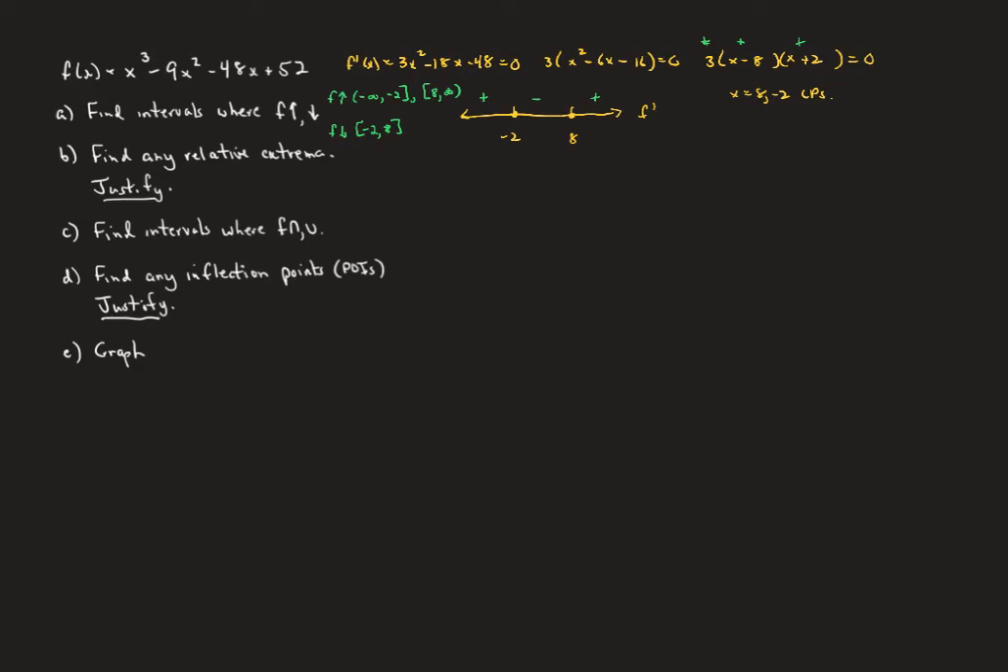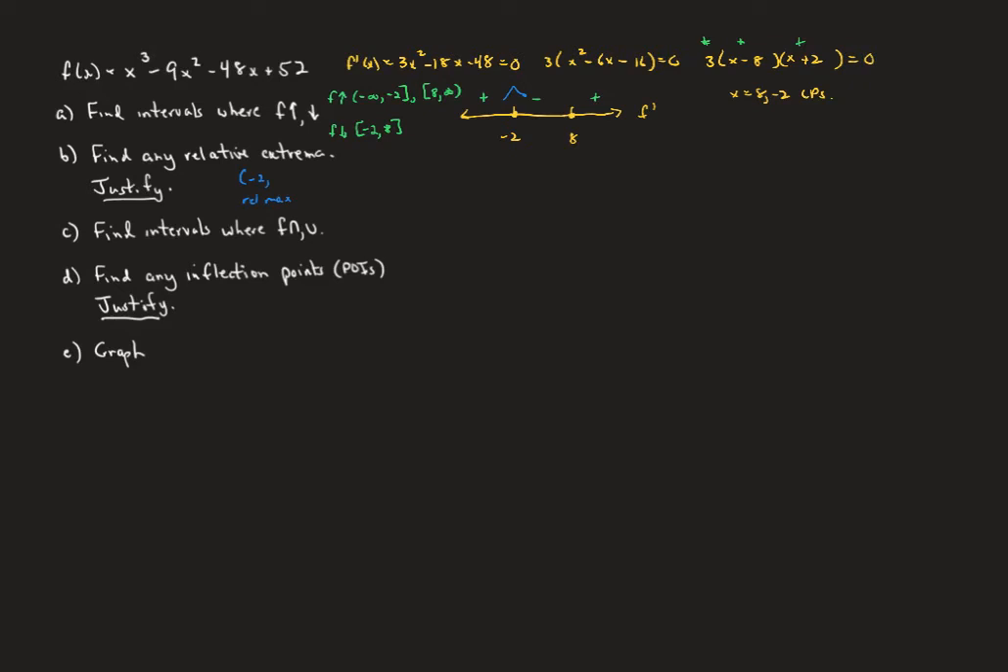Now, we will have relative extrema. We can see that at negative 2, the function goes from increasing to decreasing. So that's going to make negative 2 a relative maximum, and I need to find the y-coordinate, so I have to plug that back into the original function. It's going to be a bit of a challenge here.